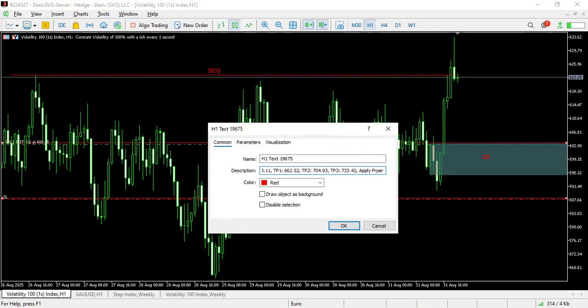Nothing is certain in Forex. We are trading probabilities. So always make sure when you're trading, you apply proper risk management.